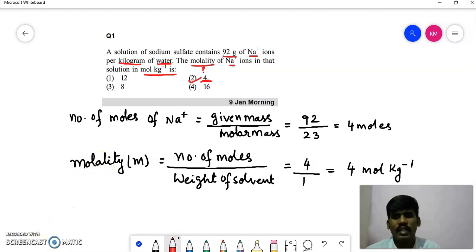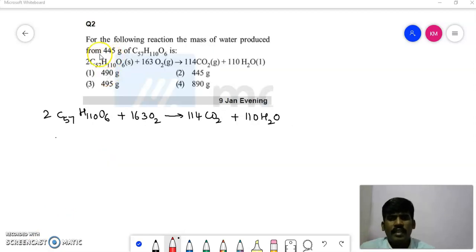Let's move on to the next question. If you see, for the following reaction, what you have to calculate is the mass of water produced from 445 grams of C57H110O6. It is a hydrocarbon undergoing combustion, but we have to calculate the mass of the water produced. They have given the mass of the hydrocarbon, and they are asking only for mass, so this question is based on the mass-mass relationship in stoichiometric calculations.